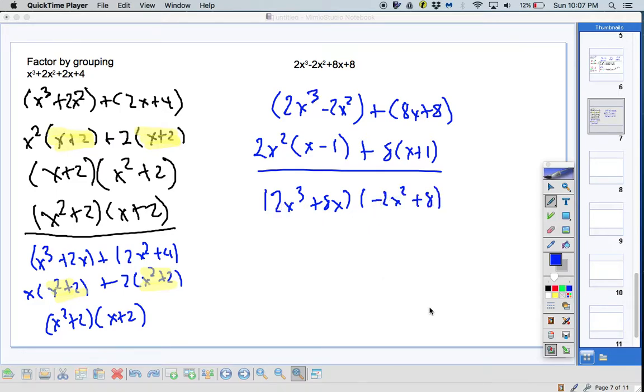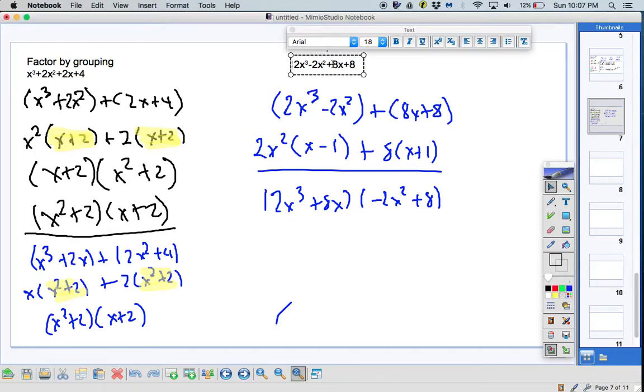I wonder what I did wrong. Oh, I see what I did wrong. On the original, I messed up, so let's fix it right now. This should be a negative right here. That should be right now. Alright, so let's try it again now that I got that fixed.